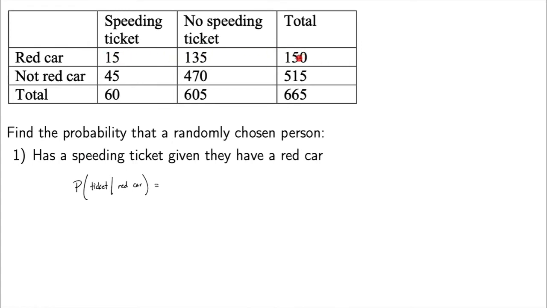So the probability of having a ticket is, well, there are 15 ways that a person with a red car could have a speeding ticket. So that's 15, and then divided by the only possible ways that we could have a person with a red car, which is 150. So this would be divided by 150. So this is 1/10 or 0.1.